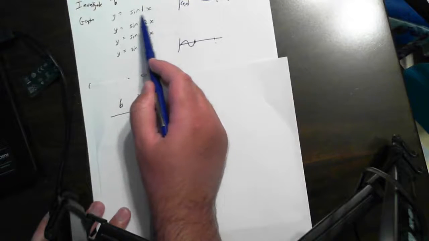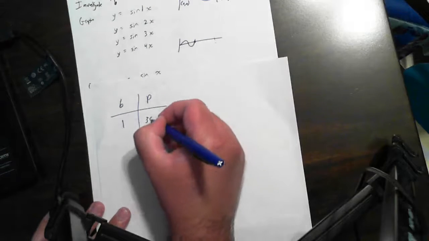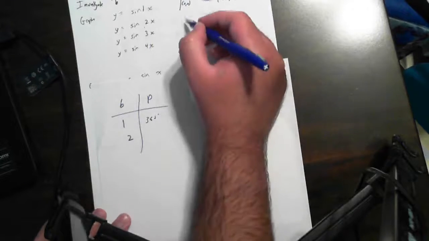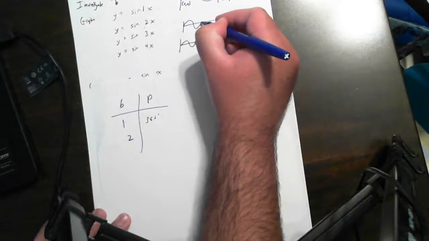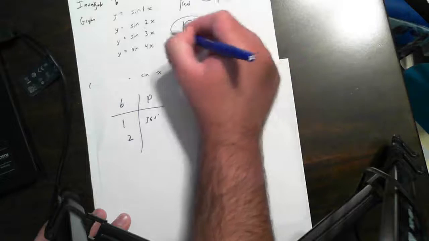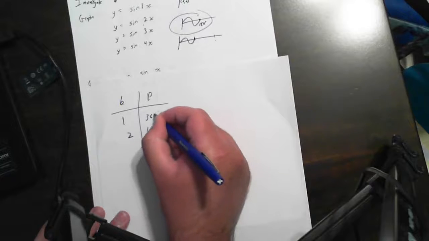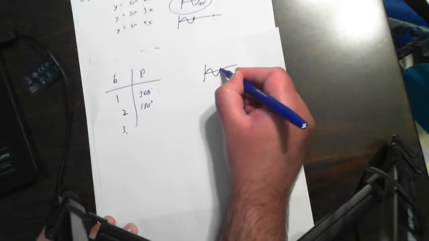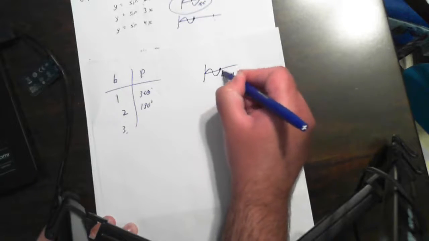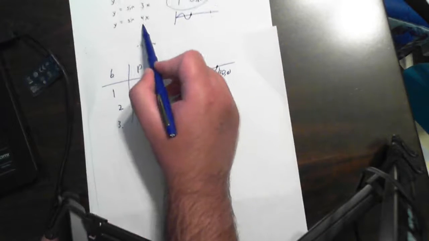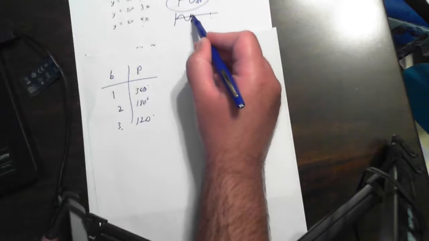When my b value here is 1, you notice my period is 360 degrees. When my b value is 2, hopefully what you see is that this point right here occurs at 180 degrees instead of 360 degrees. So that tells me that when b is 2, my period is 180 degrees. Okay? When b is 3, what you would notice is that this point now happens at (120, 0). So that makes my period 120 degrees. And when b is 4, what you notice is that this actually happens at 90. So my period is 90 degrees.